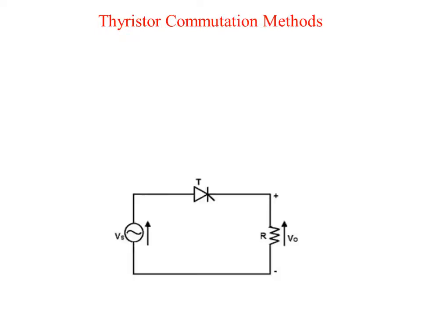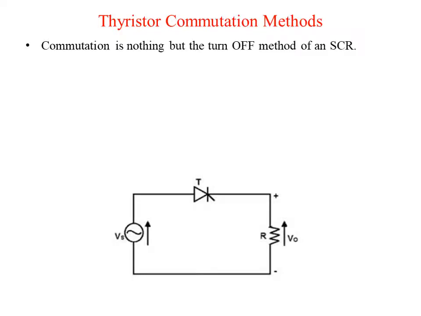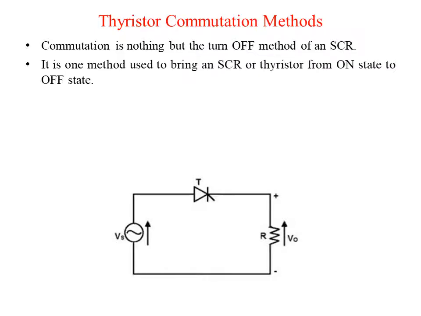Commutation methods in thyristors. Commutation is nothing but the turn-off method of SCR. It is one method used to bring an SCR or thyristor from the on state to the off state.